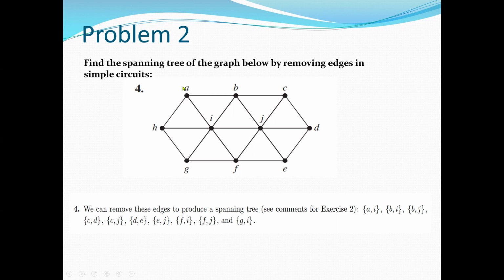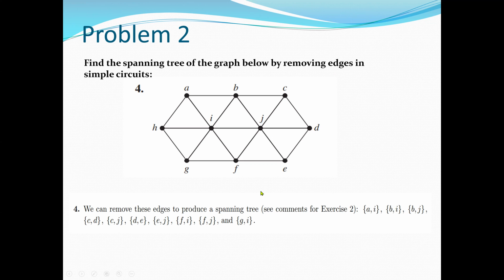The edges we can remove will be AI, then BI, then BJ. We can also remove CD. So it's like we remove one of these. And the same thing applies here. We can remove JI, FJ. And so we have removed FJ, we remove JI, we also remove FI, FI down here. Then remove EI also, EI. Remove EJ, EJ. This is I, this is J, EJ.